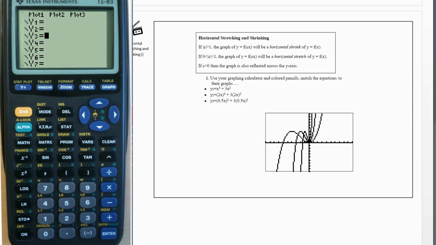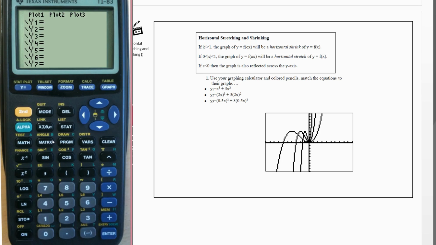And again, horizontal things often seem a little backwards. Here, when we multiply by a number greater than 1, it's actually going to be a horizontal shrink. If you think of pushing your hands together, it would horizontally shrink it. So we're going to look at the same function we've been looking at here.